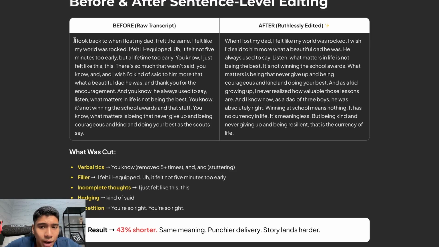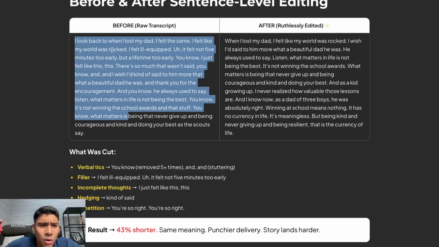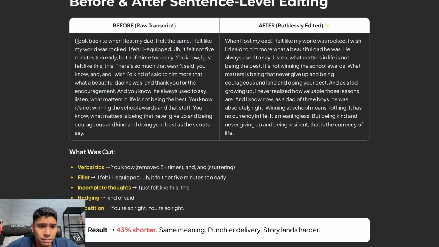As you can see, right, there's a lot of ums. So: "I look back to when I lost my dad." I deleted "I look back to when." I just went to "when I lost my dad," right? "I felt like the world was wrong." "So I felt the same." The interviewer here also lost his mom, but that doesn't contribute to the reel, so I cut it out, right? "Felt the same. I felt like my world was wrong." So I took one half of this sentence. "I felt ill-equipped." I feel like this one is not really important because obviously you feel ill-equipped when you just lost a parent. So I deleted that.